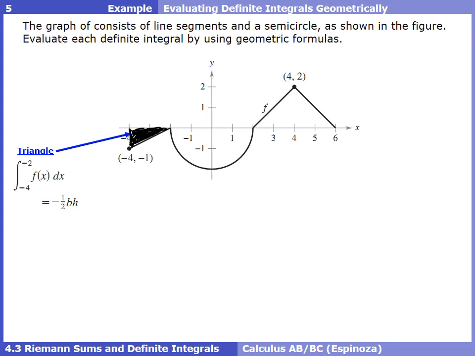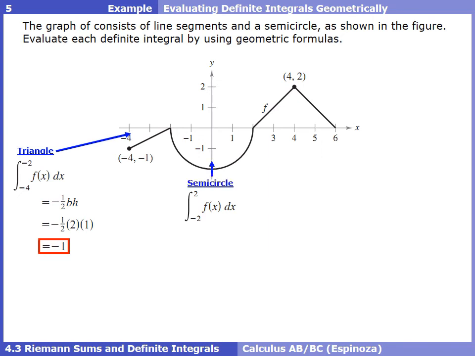which is of course 1/2 base times height. The base of this triangle is 2, the height of this triangle is 1, and when you multiply all that, you get -1. The next definite integral we want to evaluate is from -2 to 2.